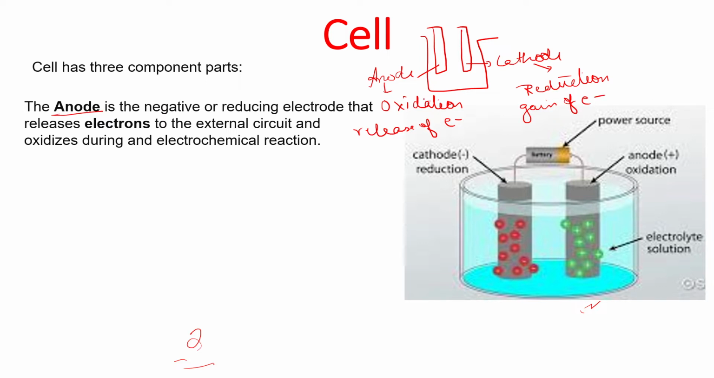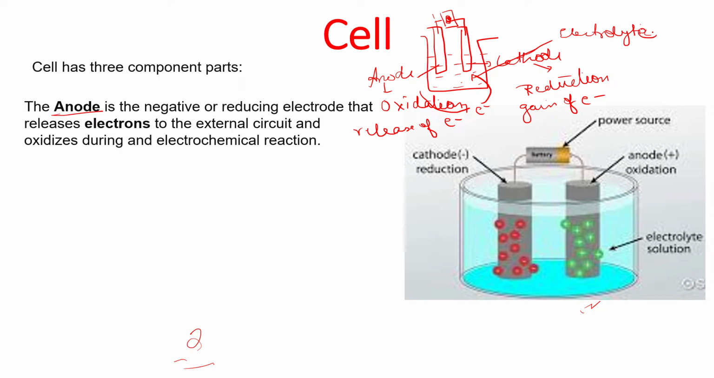So the anode loses electrons and the cathode gains these electrons, and we have a battery in between the electrodes that creates the potential difference. So that's how the flow of electricity is maintained, and the conductance in the cell is maintained via the electrolyte that allows the flow of ions.